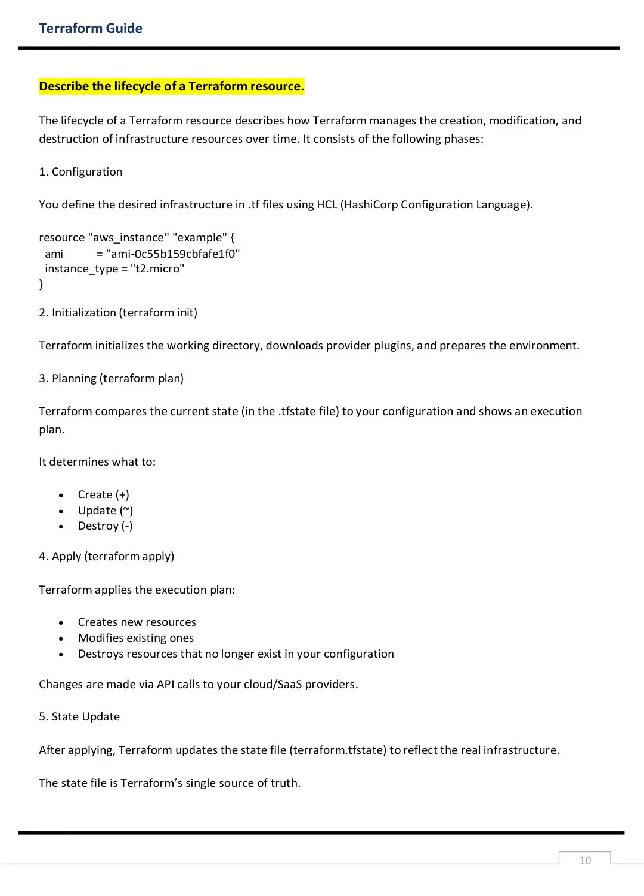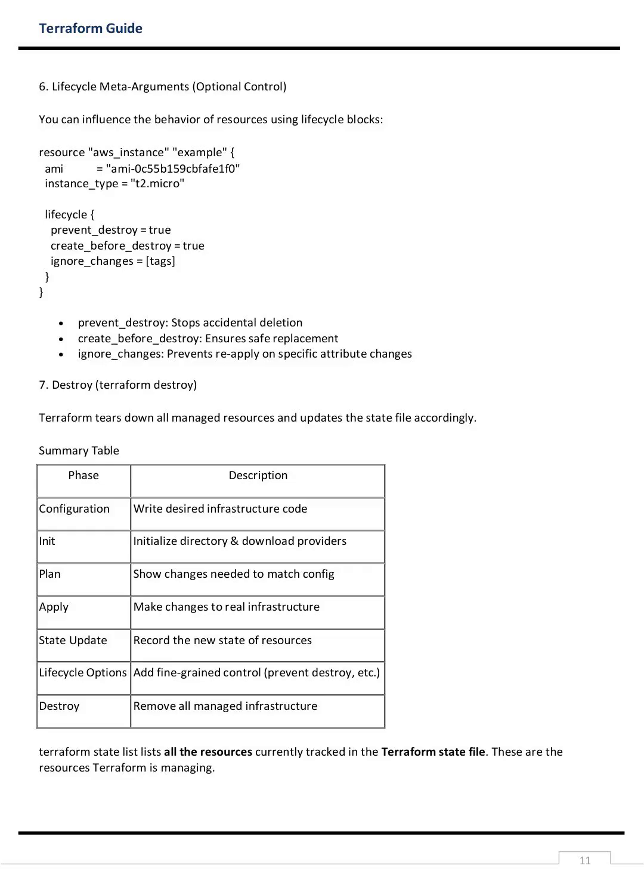10. 6. Lifecycle meta-arguments, optional control. You can influence the behavior of resources using lifecycle blocks. Resource aws_instance example. Prevent destroy. Stops accidental deletion. Create before destroy. Ensures safe replacement. Ignore changes. Prevents reapply on specific attribute changes. 7. Destroy. Terraform destroy. Terraform tears down all managed resources and updates the state file accordingly.